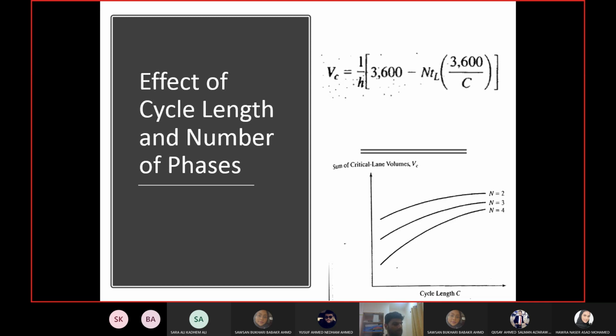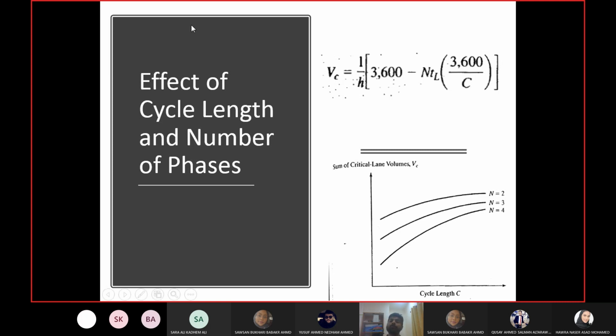N is number of what? Number of phases. Good. What is TL? Lost time per phase. Okay. And what is capital C? The cycle length.